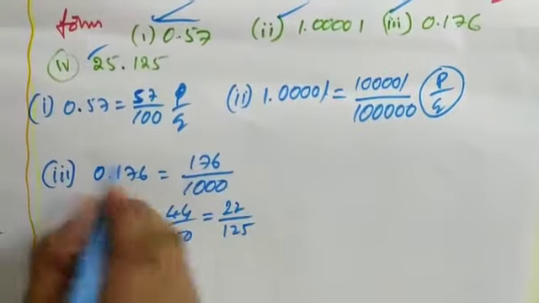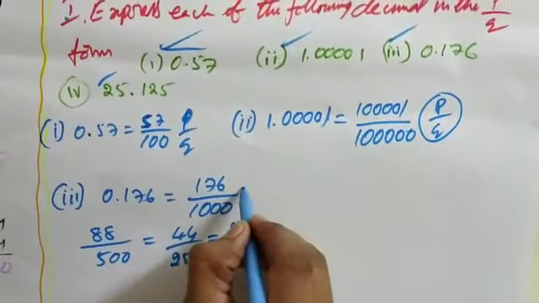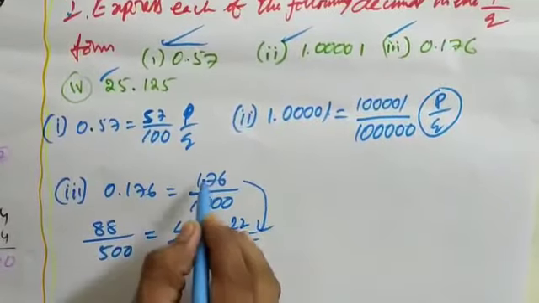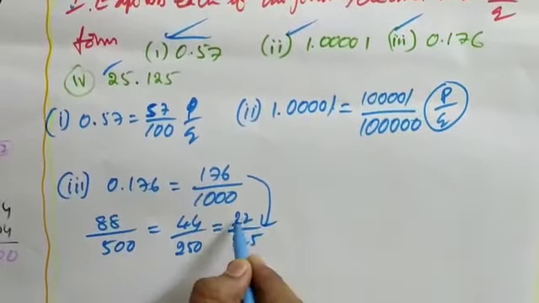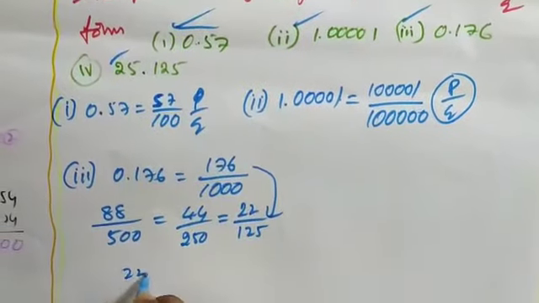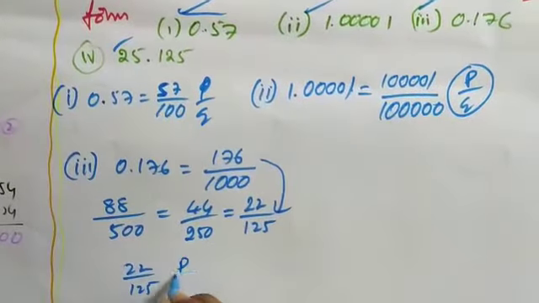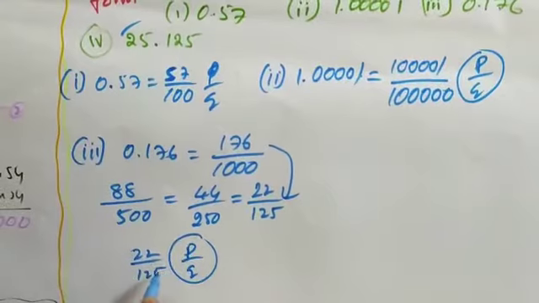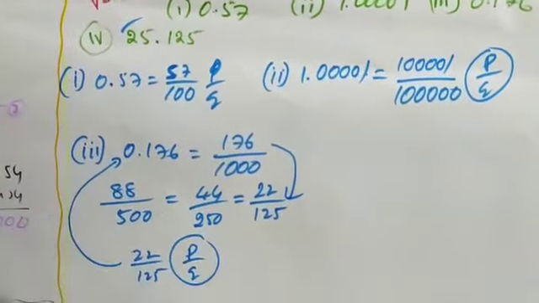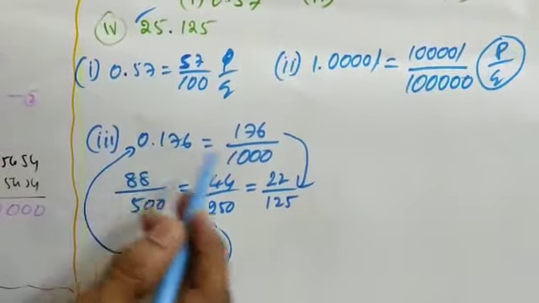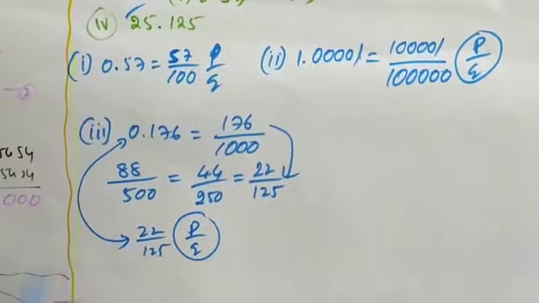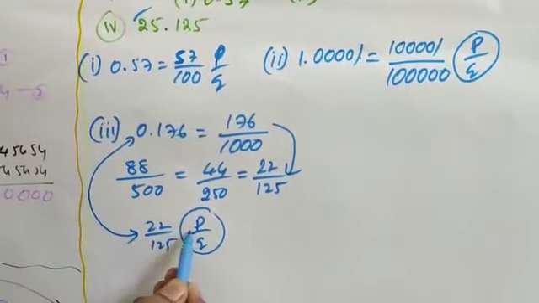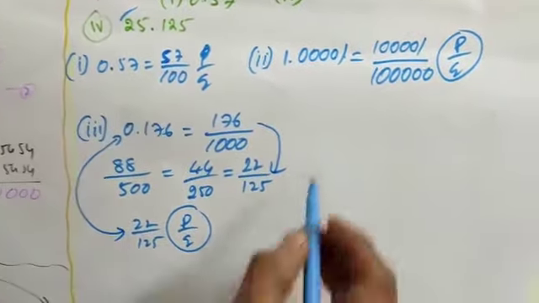This is the standard form: 176 divided by 1000 means 22 by 125. Therefore 22 by 125 is the p by q form of 0.176. This is converting decimal form into rational form.